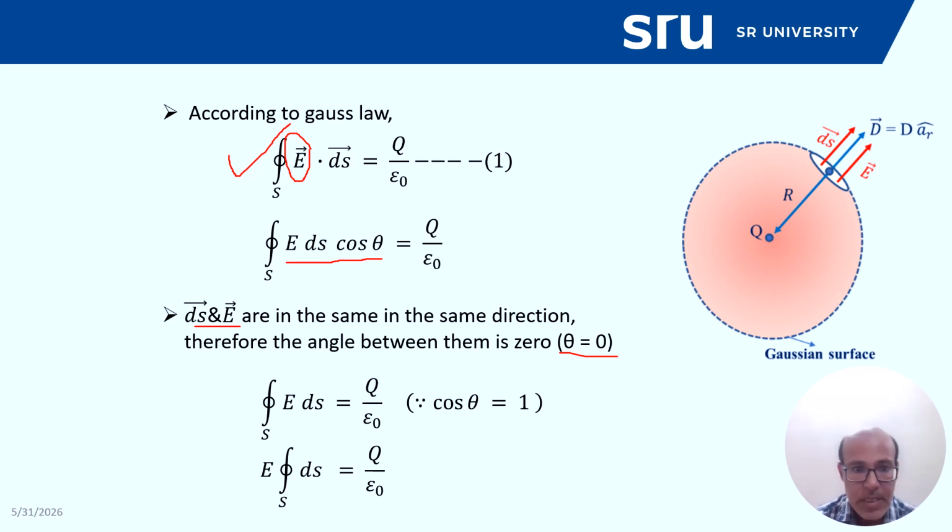So what happens is this cos theta is zero, cos zero is one, therefore what is left out is integral E dS is equal to q by epsilon naught. So E is a constant.